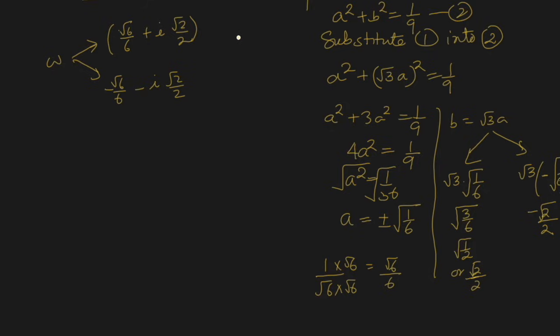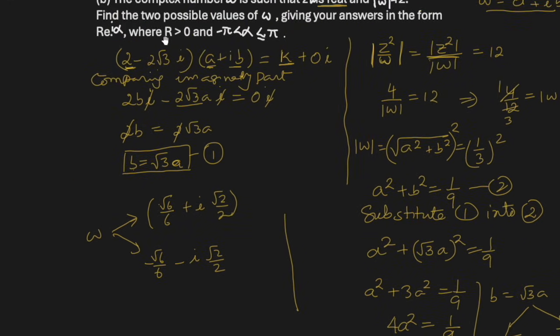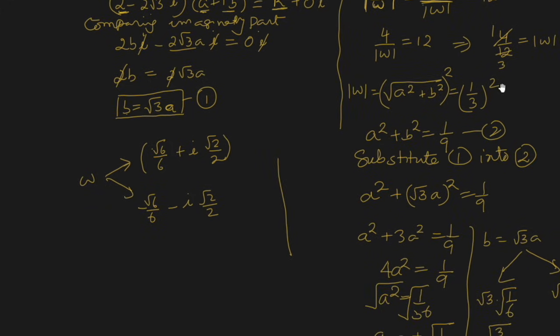But the format needed is the one we did earlier, R e to the i alpha. But R is the same for both. Can you see? We got square root of a square plus b square equal to 1 over 3. 1 over 3 is the modulus. That's what we got here. So R is 1 over 3 for both. Okay, now we need to find their angles. So let me draw them here.